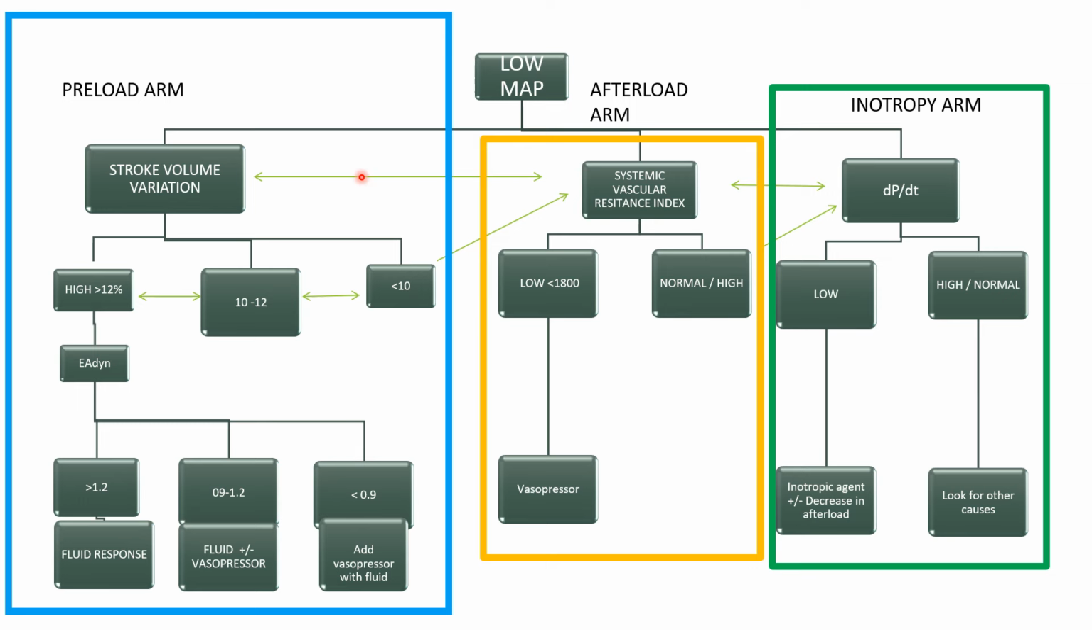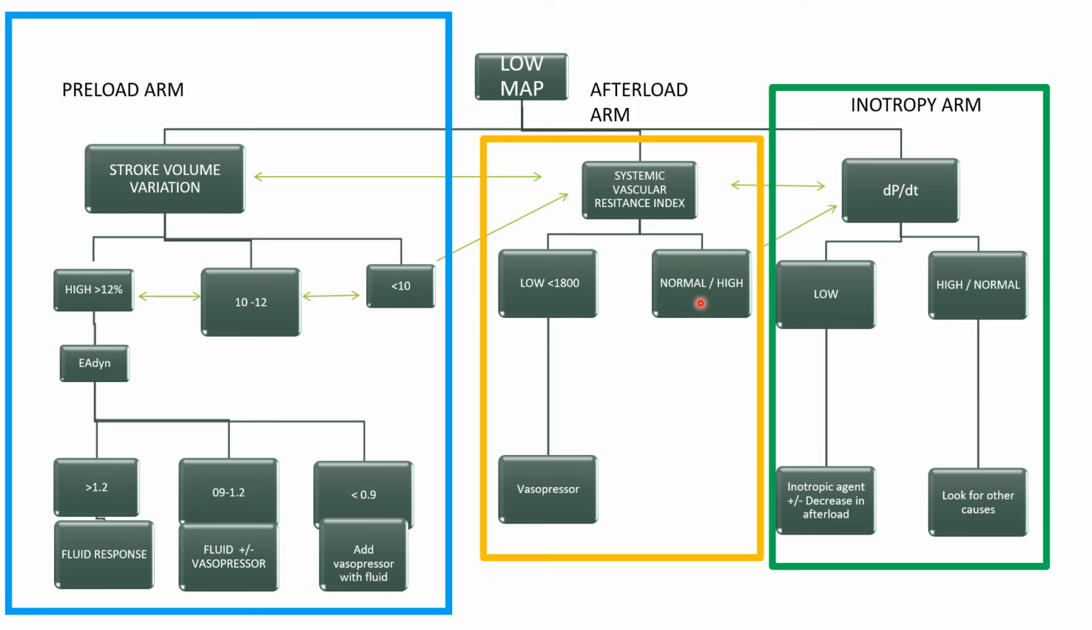Now you can see I have made these interchangeable arrows. The second question, you always have to ask all three questions. The second question will be, okay, what is the afterload? That is depicted by SVRI. If it's low, that is less than 1800, it means your patient requires vasopressor as well.